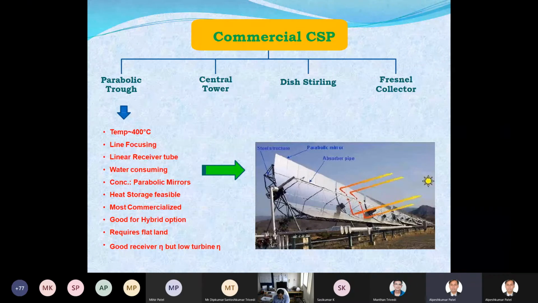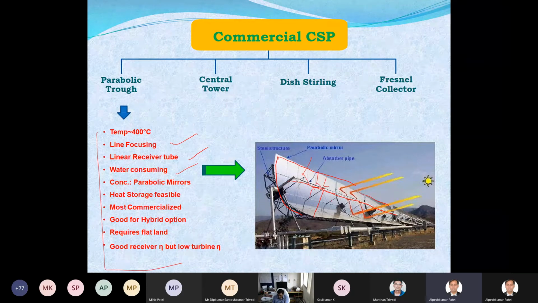This parabolic trough, you know, is a trough with a parabolic shape, this is a concentrator, and at this focal length, there is a tube, so that the solar radiation gets concentrated over the tube. Here you can read the advantages. It's a line focus, linear receiving tube, water consuming concentrators, parabolic mirrors, heat storage. These are the characteristics of this.